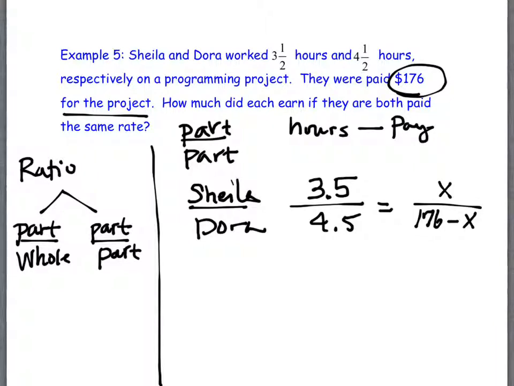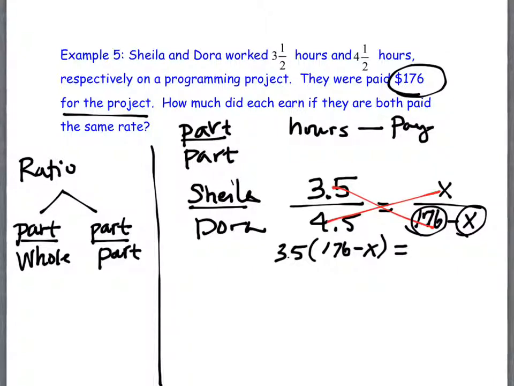So what we can do then is cross multiply this. The one thing that makes this a little bit trickier is, number one, figuring out that it's x and 176 minus x. But it's also that when you're cross multiplying, you have to remember that 3.5 distributes to both the 176 and the x. So don't forget the distribution. Let me actually write it down this way just to remind you. You don't have to write that down, but you could. We need to distribute that through.